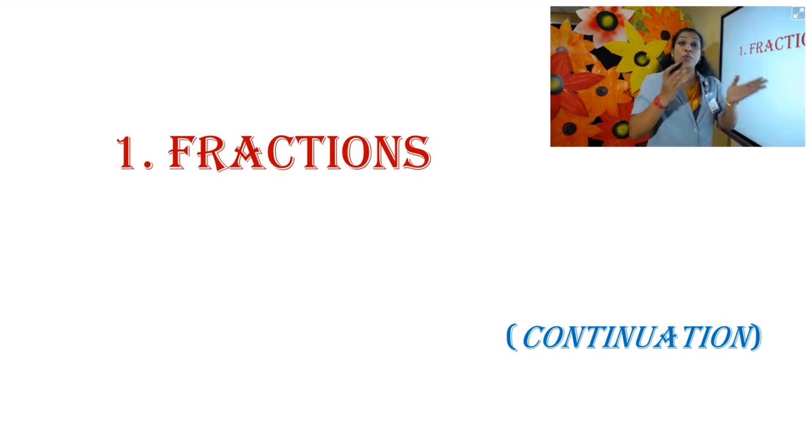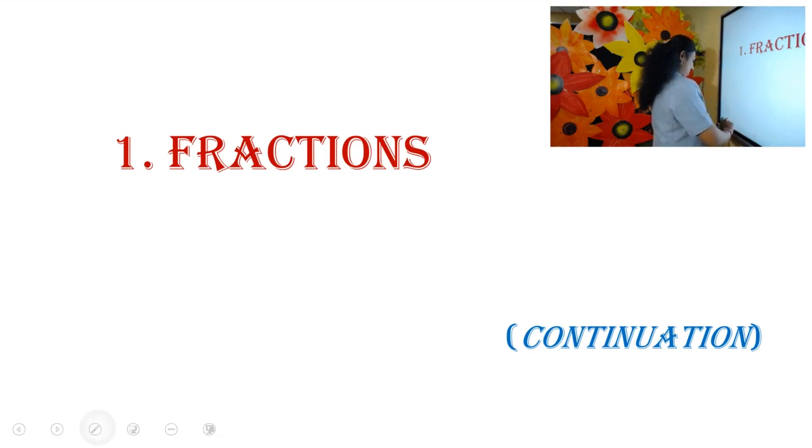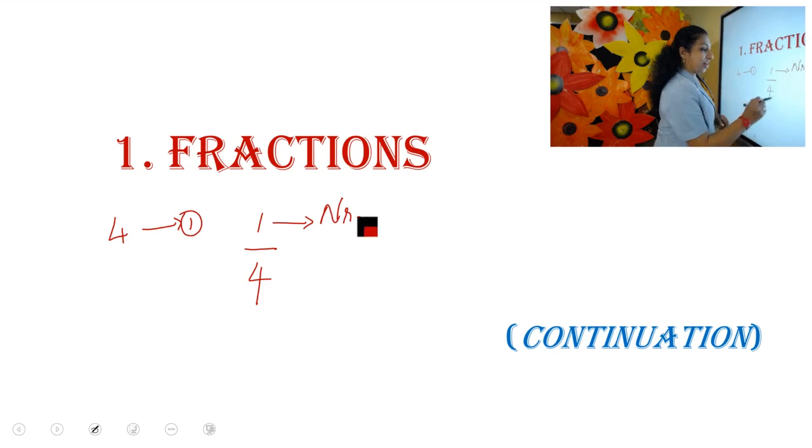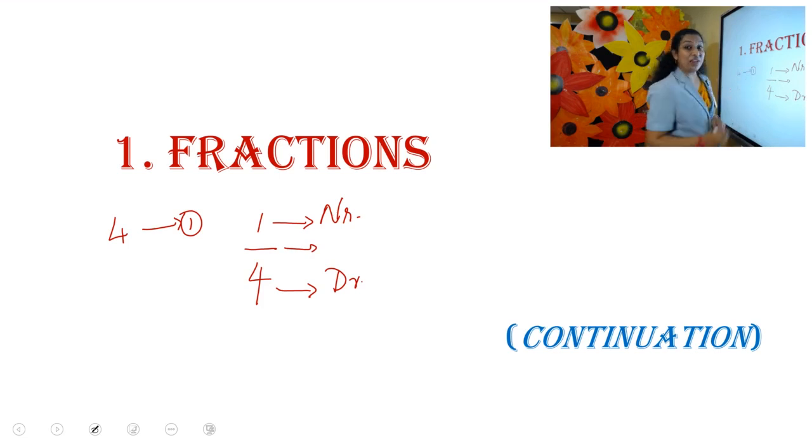When you cut an apple into 4 pieces, one piece is called, how will you tell that in fraction? Out of 4, one part. How will you denote it? 1 by 4. 1 is called the numerator and 4 is called the denominator. Then this bar is called the fractional bar, isn't it? So 1 by 4, we will read it as 1 by 4.